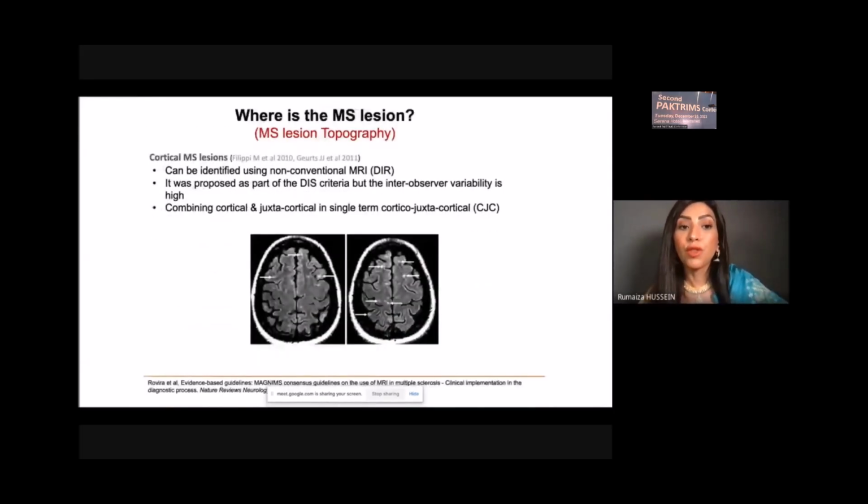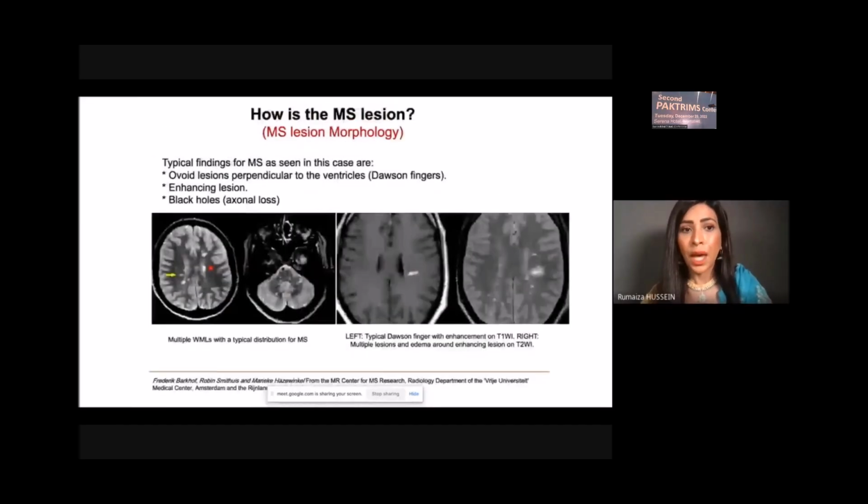In terms of the cortical MS lesion, it can be identified using non-conventional MR, which is the DIR. It was proposed as part of the dissemination in space criteria, but unfortunately the inter-observer variability was high, and combining the cortical and juxtacortical were now as a single term called corticojuxtacortical lesions.